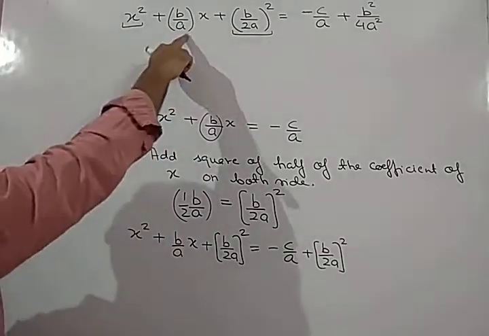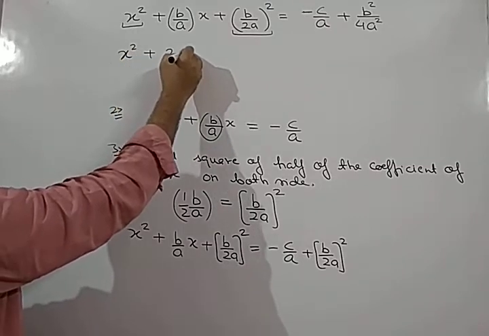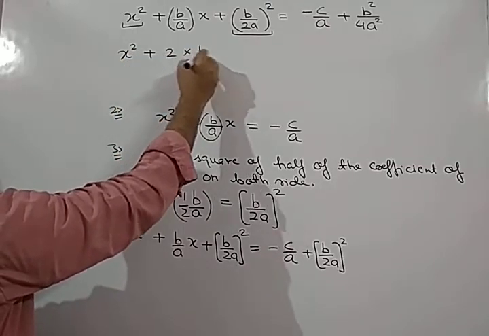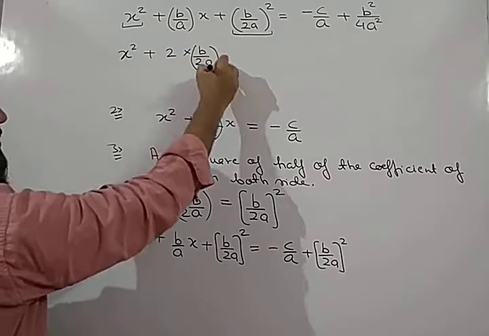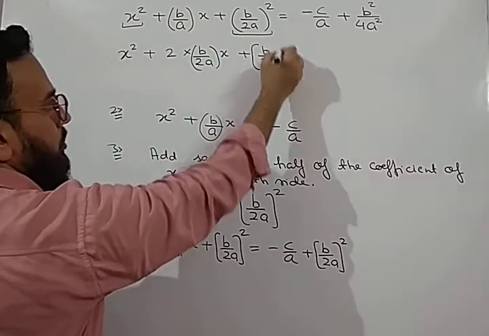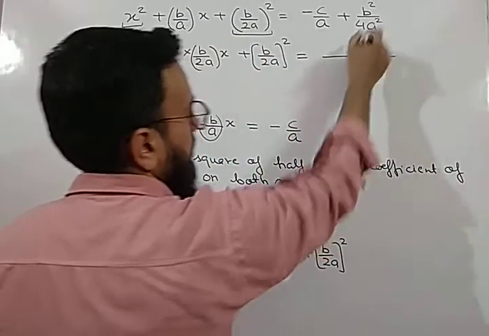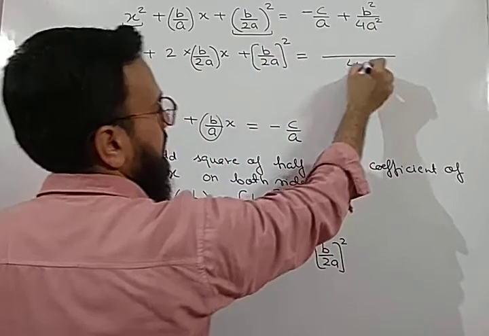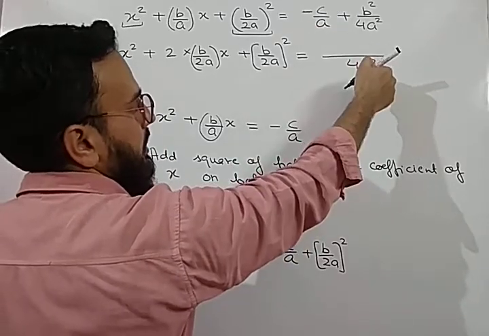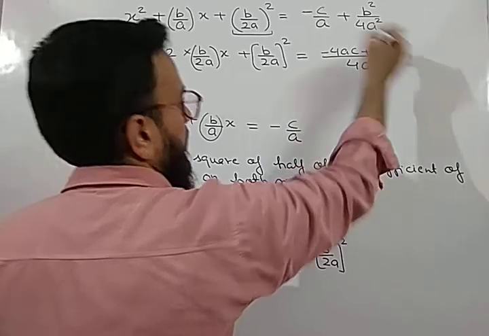So we can write it as x square plus 2 into b by 2a into x plus b by 2a whole square is equal to, here we can take the LCM. The LCM will be 4a square. So the a will cancel out. It will be minus 4ac plus b square.